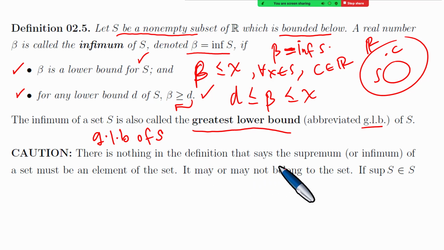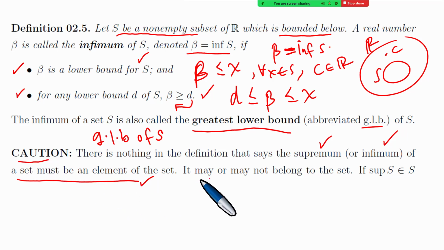There's nothing in the definition that says the supremum or infimum of a set must be an element of the set. Caution: it may or may not belong to the set. So it may be outside the set. The infimum or the supremum may be outside the set. So something you need to take note of.